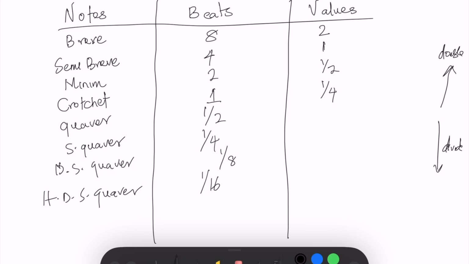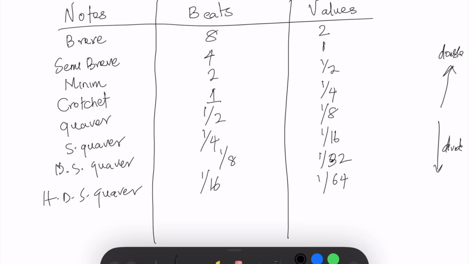Quiver will be 1/8, and semi-quiver will be 1/16. Demi-semi-quiver will be 1/32, and hemi-demi-semi-quiver will be 1/64.